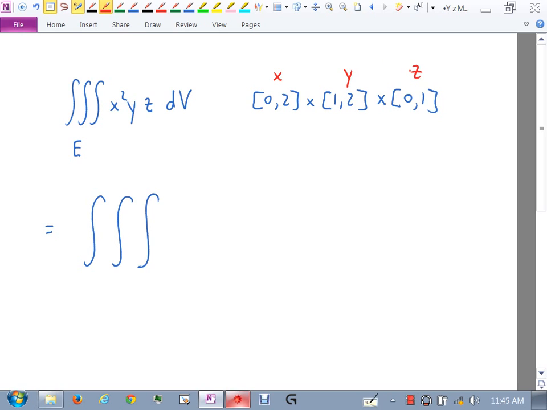So it doesn't matter what order I go in, right? Because they're all constants. It does not matter the order, but I'm just going to go with what we've been doing. I'm going to go x on the outside, then y, and then z on the inside. So I'll go 0 to 2 here, 1 to 2 here, 0 to 1 here, and then x squared yz, then dz, dy, dx.